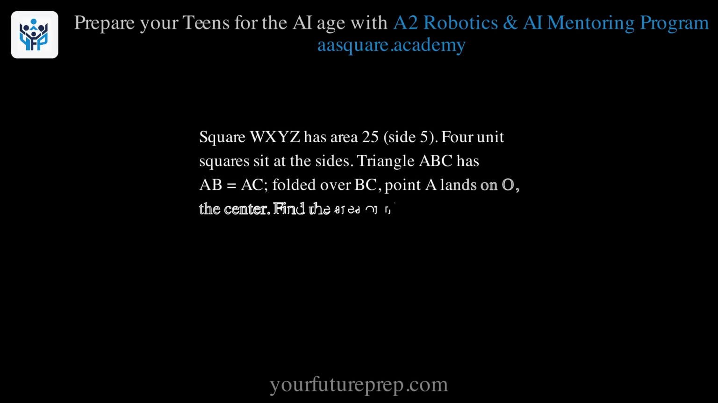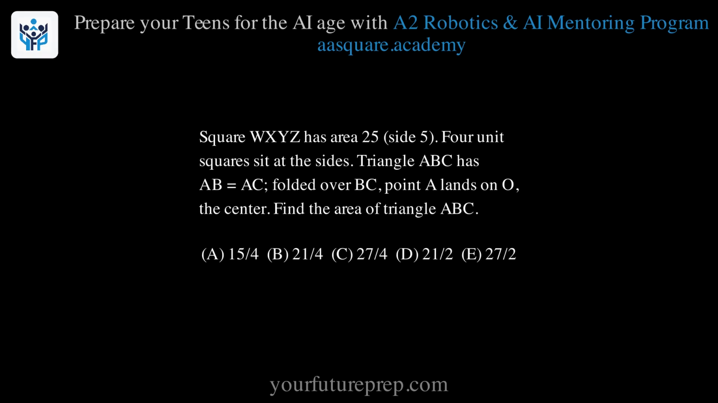Problem 25. In the figure, the area of square WXYZ is 25 square centimeters. The four smaller squares have sides 1 centimeter long, either parallel to or coinciding with the sides of the large square. In triangle ABC, AB equals AC, and when the triangle is folded over side BC, point A coincides with O, the center of square WXYZ.